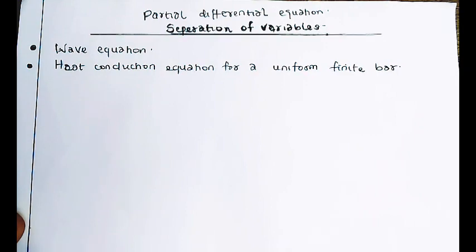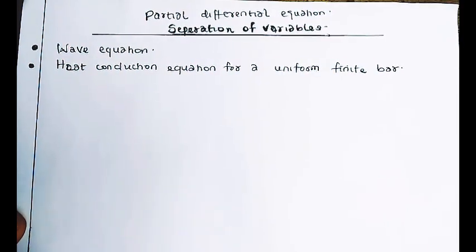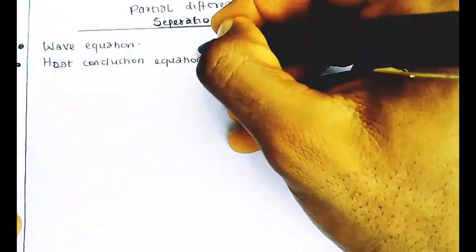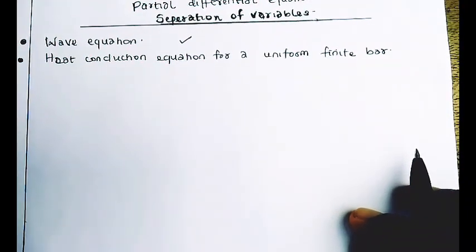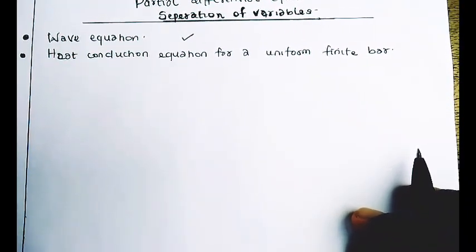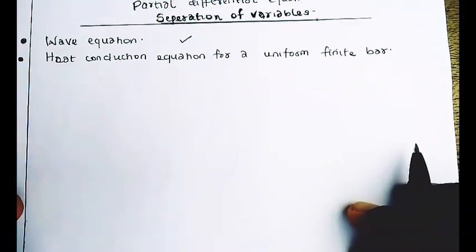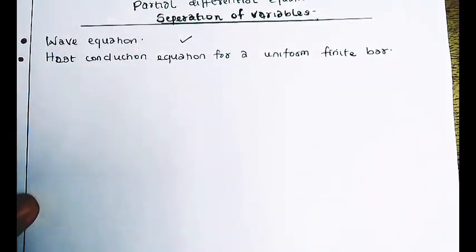The two basic forms of equation we can apply separation of variables to are the wave equation and the heat conduction equation for a uniform finite bar. In this section of the video, I'll be taking the wave equation. So now we're going to be looking at how we can solve PDEs in the form of the wave equation. What is the wave equation? Let me write it out. Like I said, we're going to be considering the wave equation.